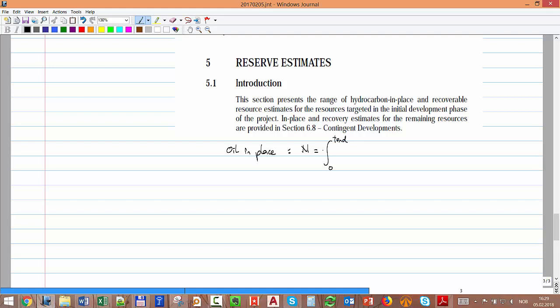No, that's not right. N is just how much we have in place. We also have some other names we use: original oil in place, or initial oil in place.